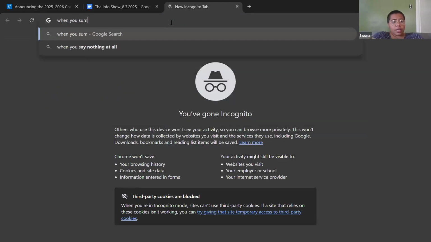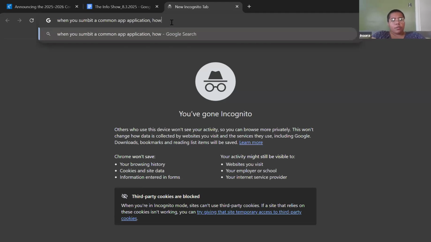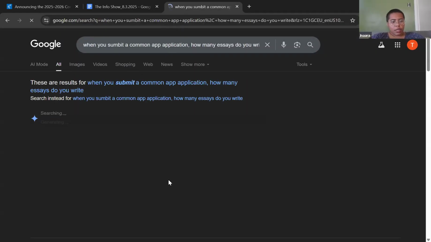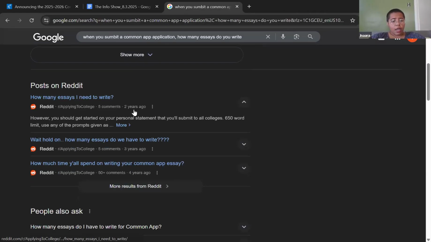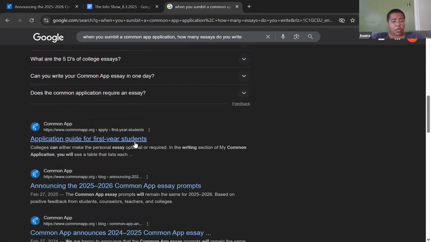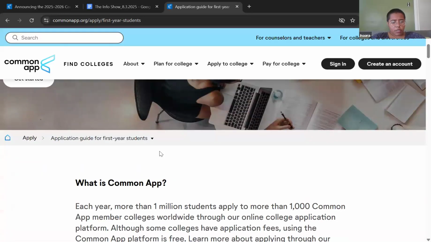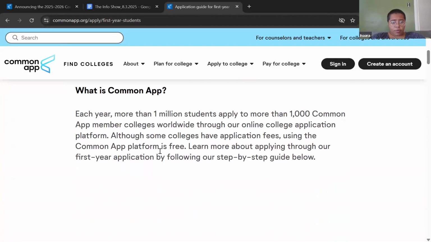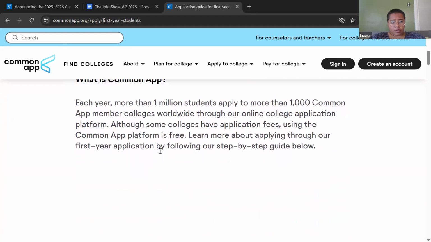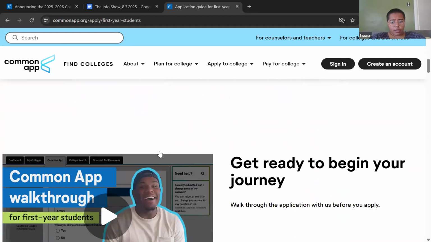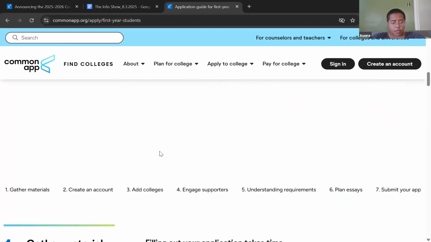When you submit a Common Application, how many essays do you write? I'm trying not to use AI. This is from Common App. What does this say? Wow, 1 million students apply to more than 1,000 Common App member colleges. That's a lot of students.